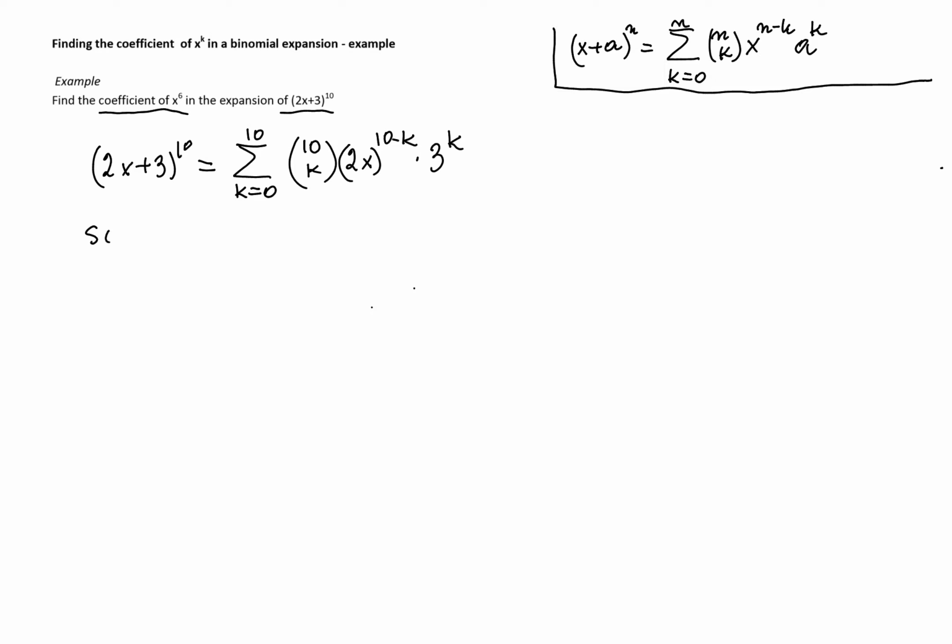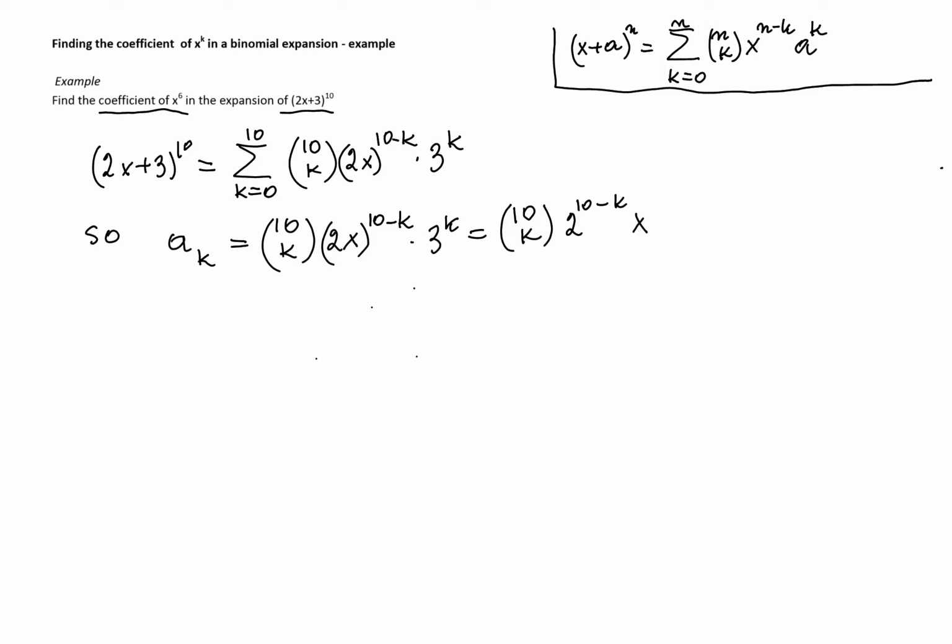So the terms in that expansion, let's call them a sub k, are of the form 10 choose k times (2x) to the power 10 minus k times 3 to the power k. We can work a little bit further with this. You have 10 choose k. (2x) to the power 10 minus k can be written as 2 to the power 10 minus k times x to the power 10 minus k, and times 3 to the k.